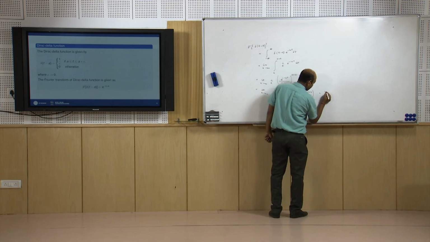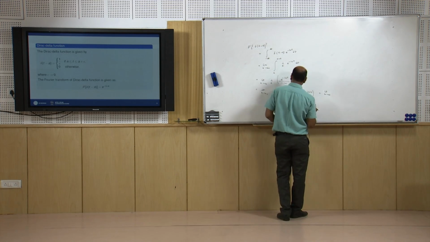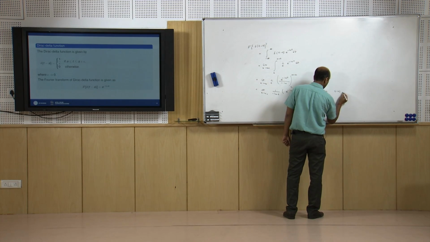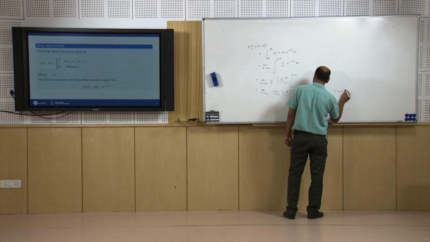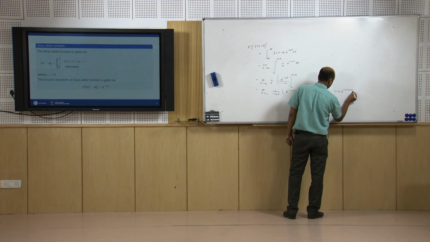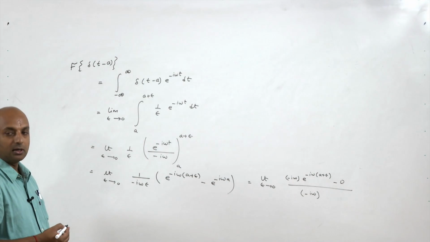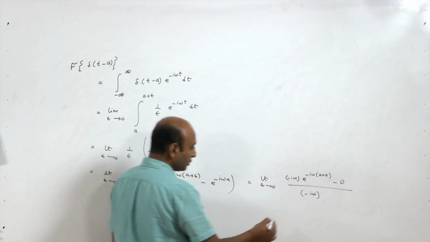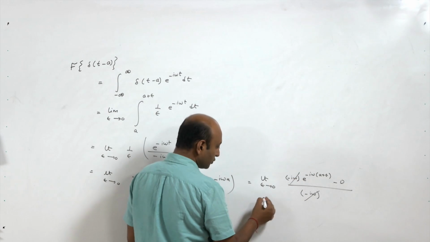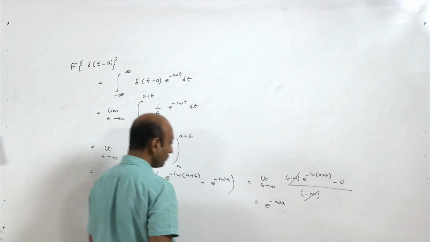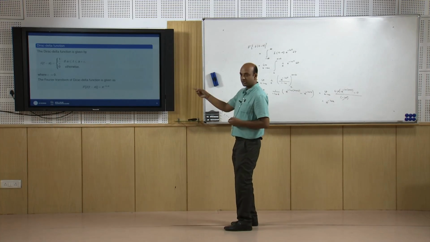So, limit epsilon tends to 0, the derivative of the numerator will be nothing but minus iω e to the power minus iω(a plus epsilon) minus 0, upon minus iω. Derivative with respect to epsilon. Now, these two terms cancel out, and when you take epsilon tends to 0, it is nothing but e to the power minus iωa, which is the same as this expression.